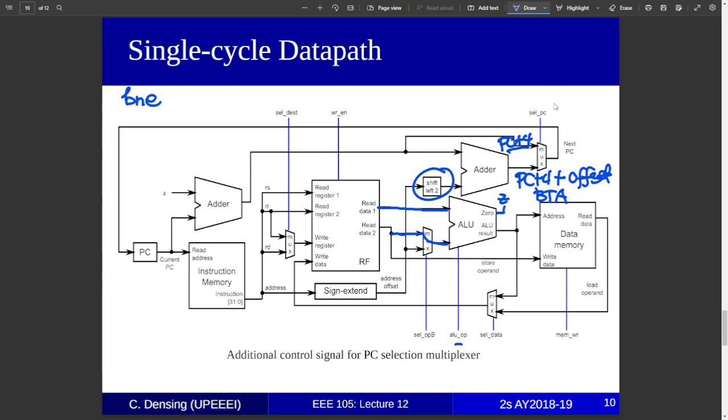So that means that for branch if not equal, if RS minus RT is not equal to 0, then that means if 0 is 0, then we branch. So that is not Z. And then if it's branch if equal, then RS minus RT has to be 0 for us to branch, and that means that we put Z into cell PC.